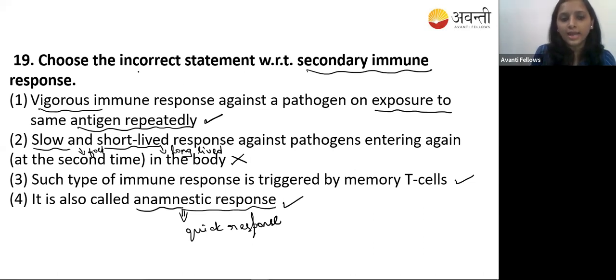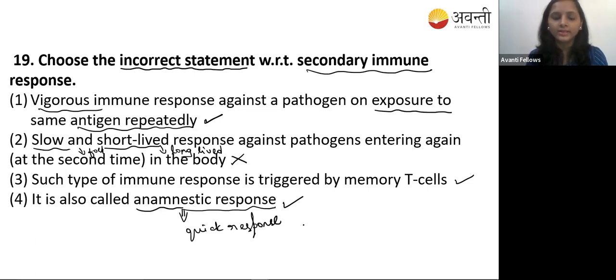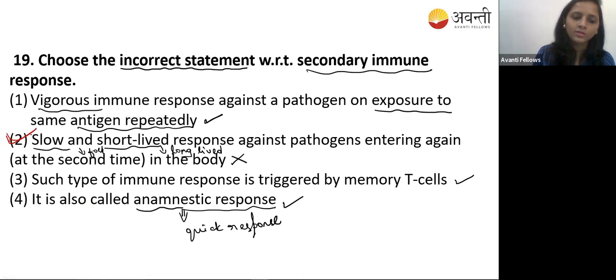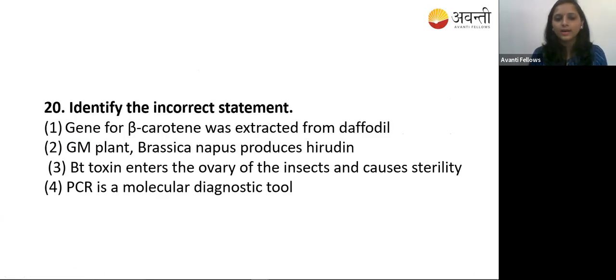So in the question they are asking for the incorrect statement, right? So 1, 3, and 4 are the correct statements. Which one is wrong? So the wrong statement is the second one, right? So the second one is wrong. That's why the second one is the correct answer. Okay, the first one, third one, and fourth one are wrong answers. Okay, guys? Fine. So let us go to the 20th question.